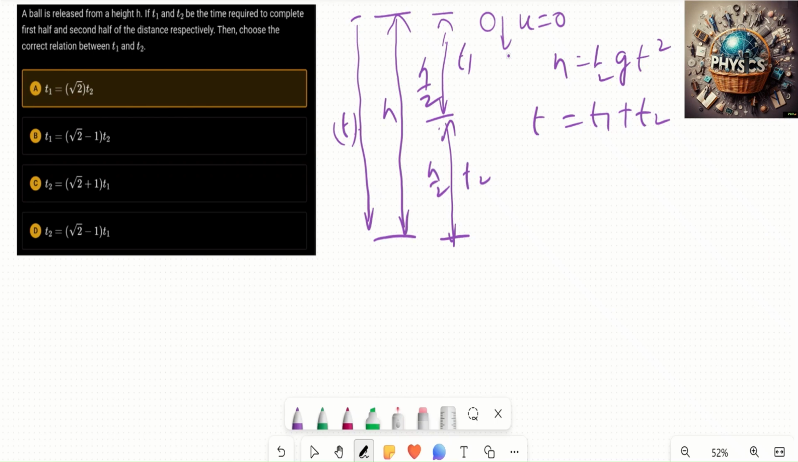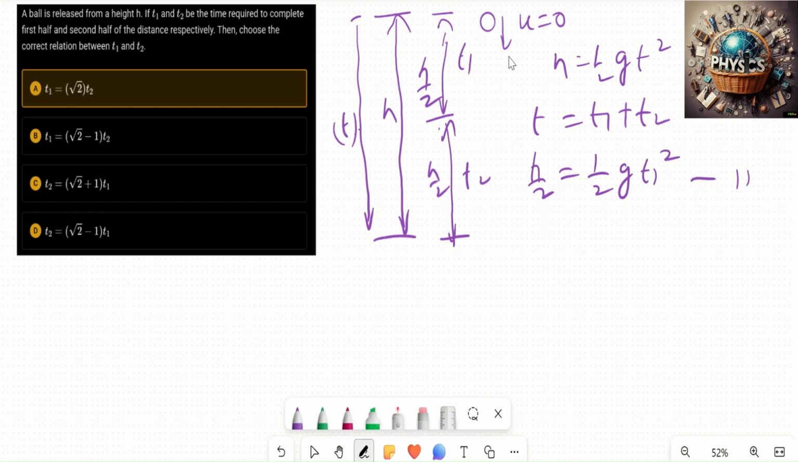And then for the first half to cover, it takes t1 time, which means that h by 2 is equal to 1 by 2 g t1 square, right? Because the initial velocity u is 0 in this case.